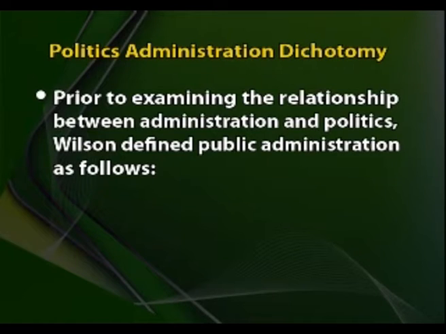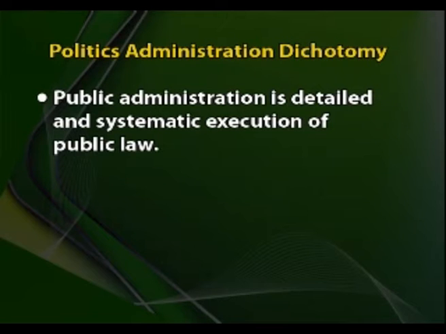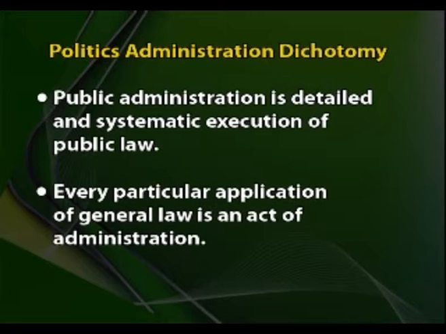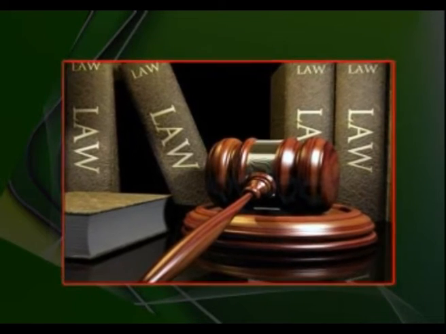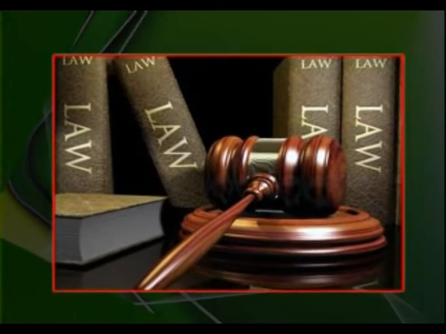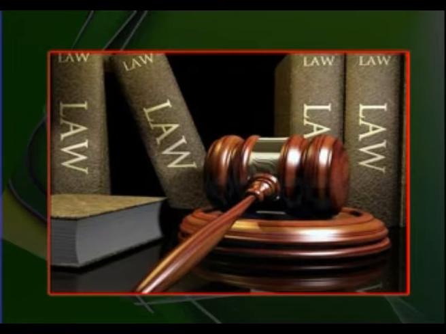Prior to examining the relationship between administration and politics, Wilson defined public administration as follows. Public administration is detailed and systematic execution of public law. Every particular application of general law is an act of administration. He never mentioned the political system, the public policy making, or the government things. He mentioned each and every execution is public law.